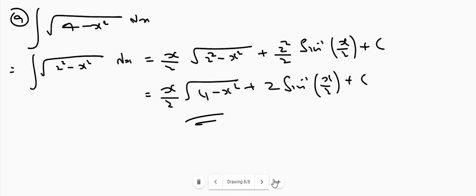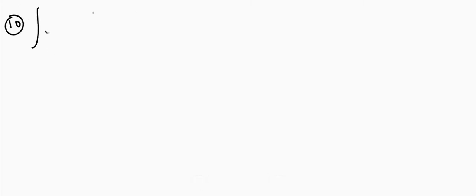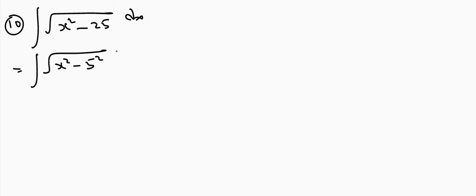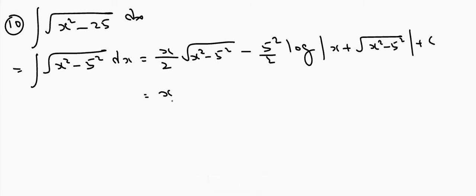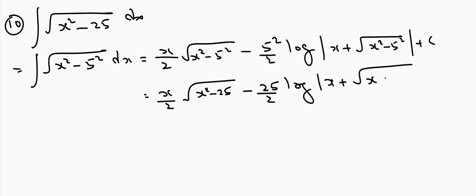Question number 10 is the integral of root of x square minus 25, which is root of x square minus 5 square dx. The formula for x square minus a square is x by 2 root of x square minus a square minus a square by 2 log modulus x plus root of x square minus a square plus c, which is equal to x by 2 root of x square minus 25 minus 25 by 2 log modulus x plus root of x square minus 25 plus c.